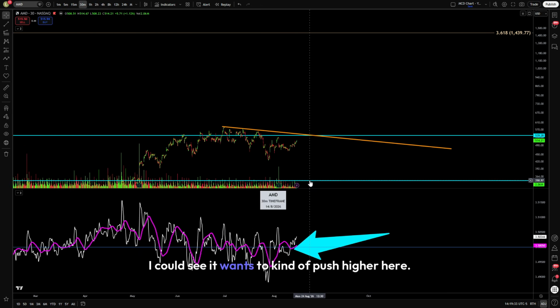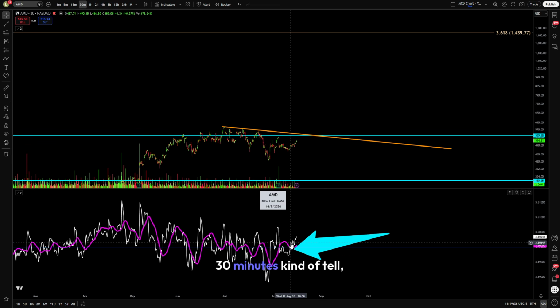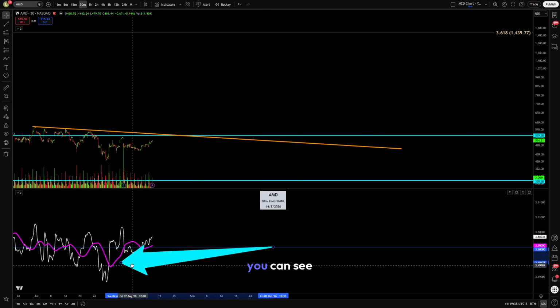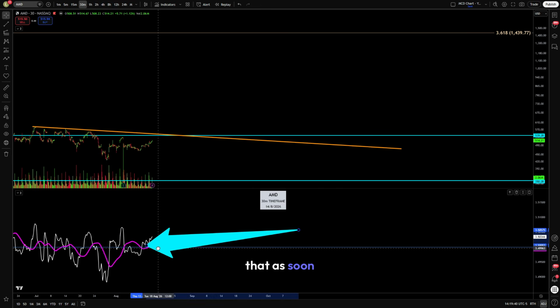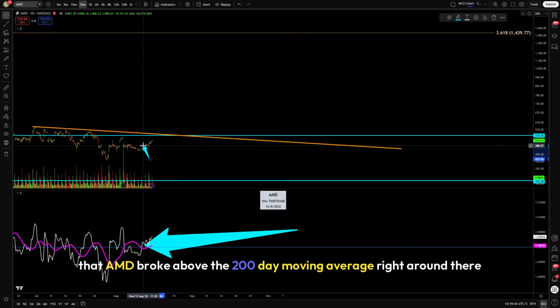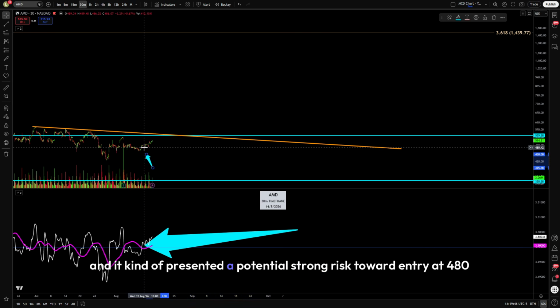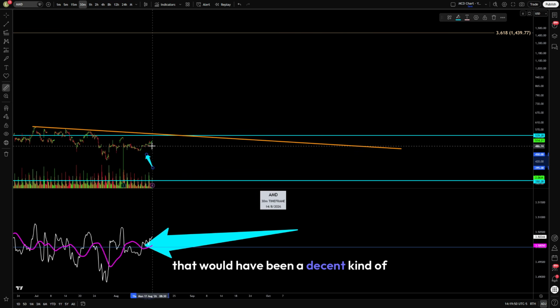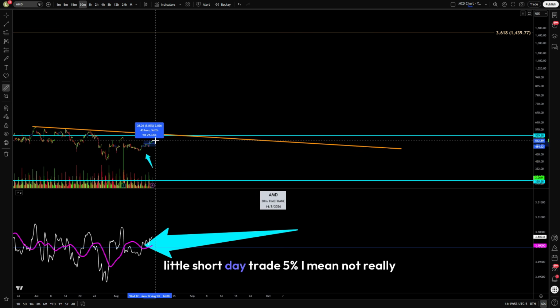I could see it wants to kind of push higher here. 30 minutes kind of tell. Here's the beauty of this, actually. You can see that as soon as it breaks the 200-day moving average, I knew that AMD broke above the 200-day moving average right around there, and it kind of presented a potential strong risk-to-reward entry at 480. That would have been a decent little short day trade.